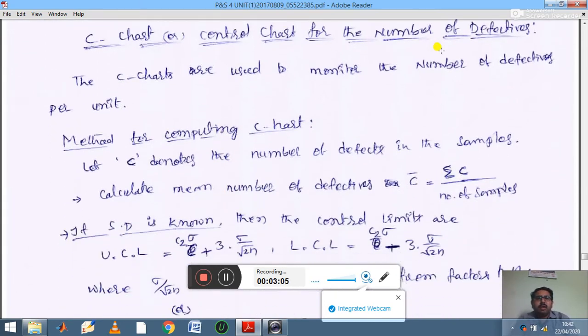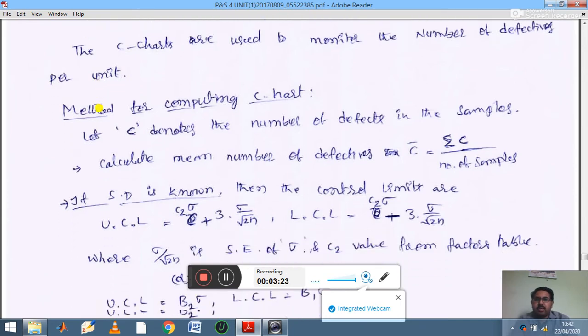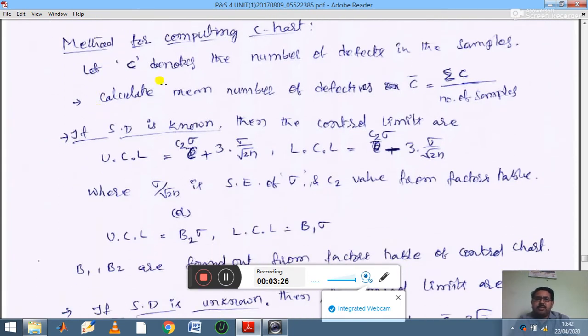Control chart for number of defectives. Fractional defective means P chart. Here, control chart for number of defectives. You remember always, number of defectives means C chart. The C chart is used to monitor the number of defectives per unit. The method for computing the C chart is in the obvious way, but to calculate the C bar value, you are using the mean of number of defectives. C bar is calculated by summation C by number of samples, which gives the C bar value.